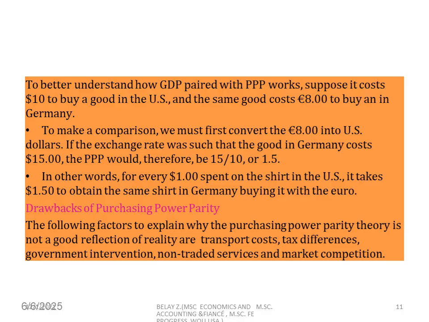In other words, for every $1 spent on a shirt in the USA, it takes $1.5 to obtain the same shirt in Germany, buying it with euros. So this is the purchasing power parity method. The shirt is the same, but because of a currency difference, there is a difference in purchasing power parity.